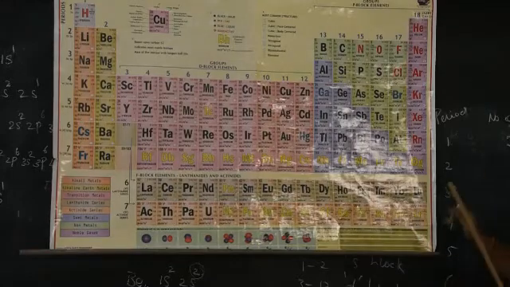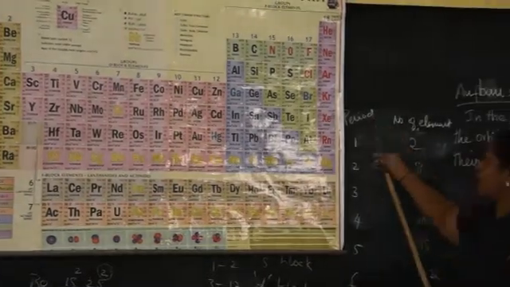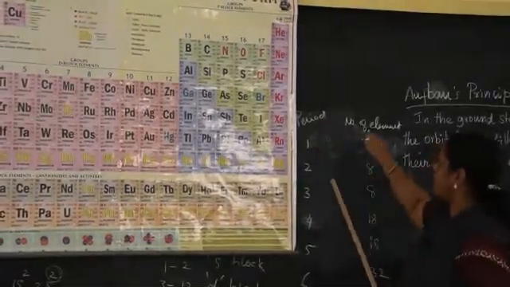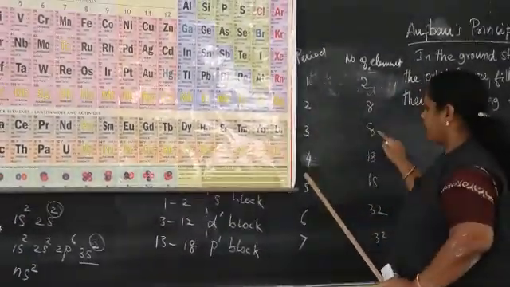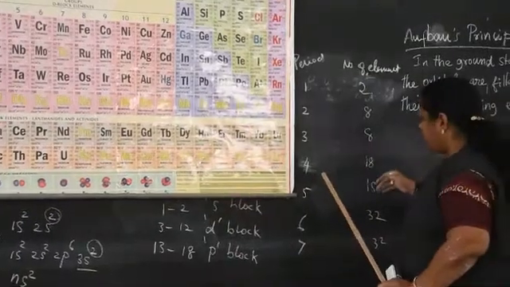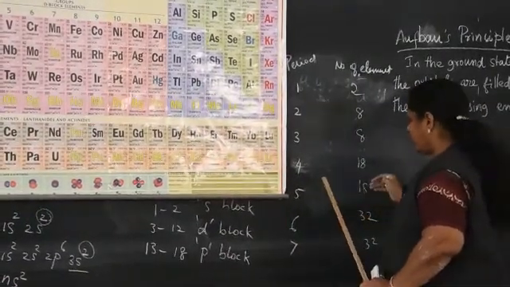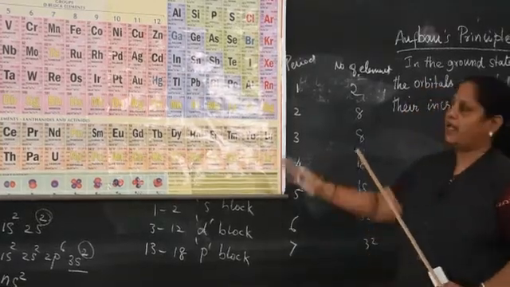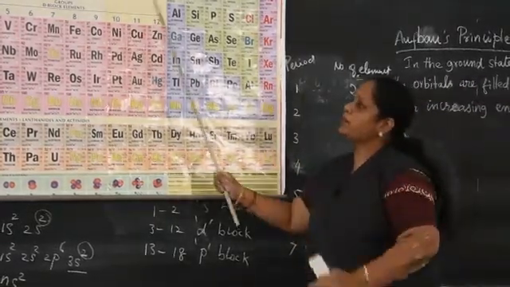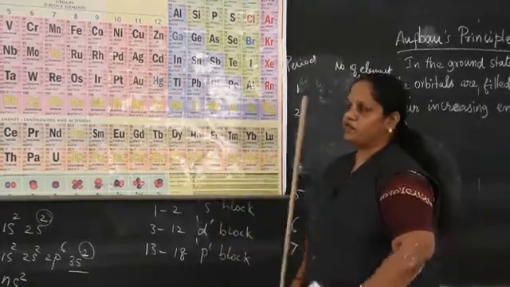Like this, totally 7 periods are there. Among the 7 periods, the first period has 2 elements, second period 8, third period 8, fourth period 18, fifth also 18, sixth and seventh 32. Like that, you want to know the basics of the periodic table chart.